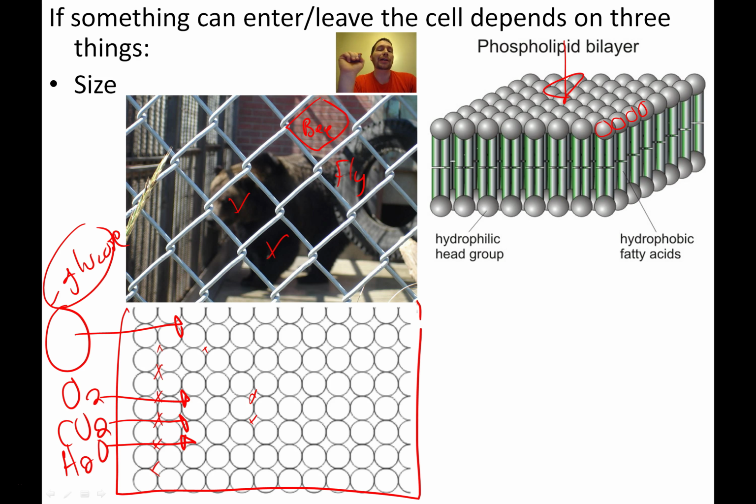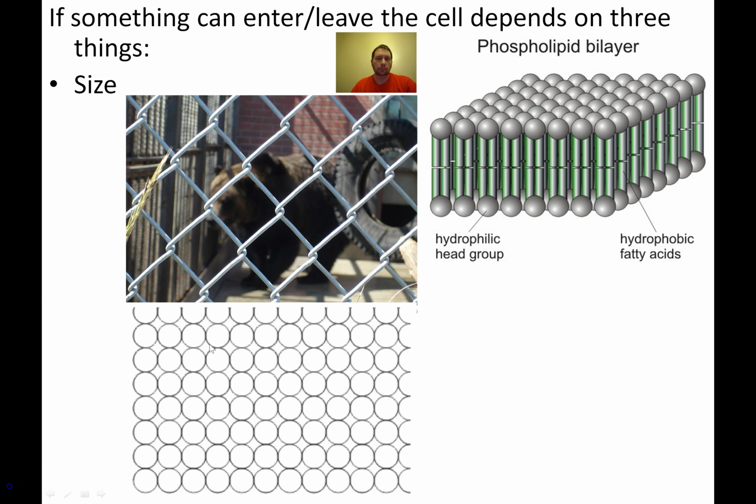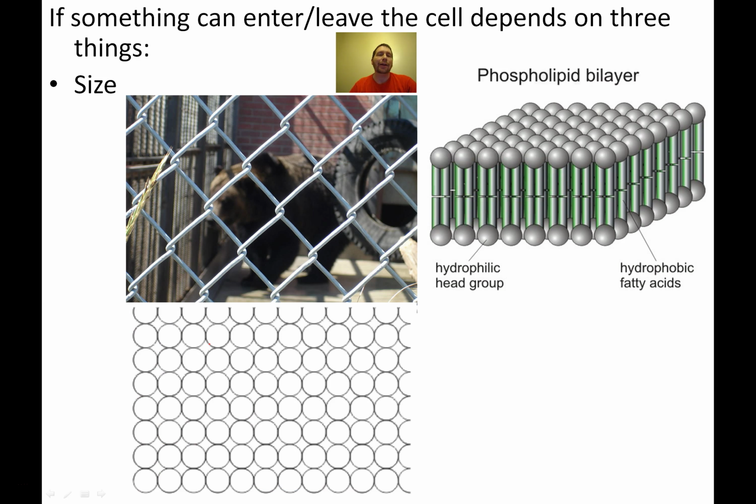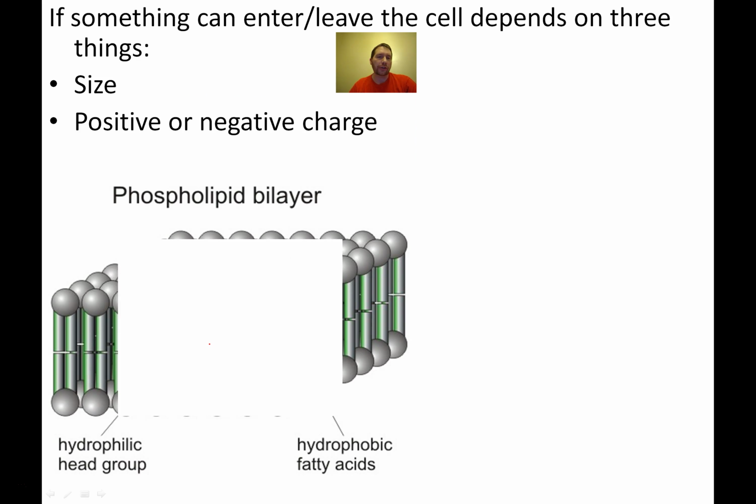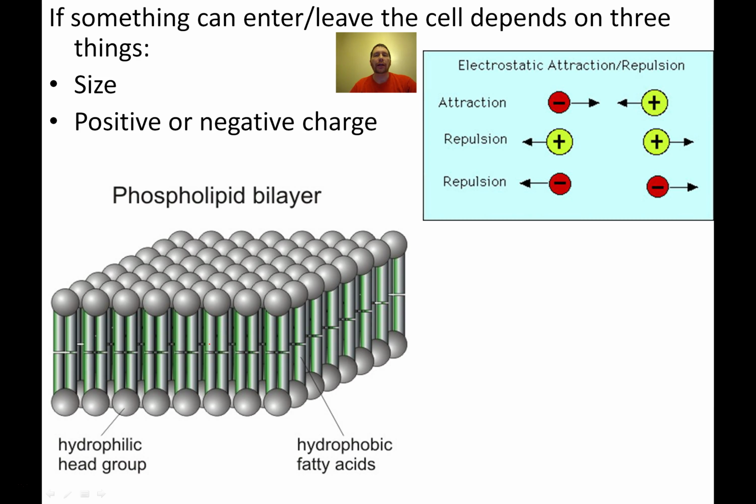The cell membrane is set up the same way. It's got gaps in it, so small things can go across it without even slowing down, whereas big things is what the cell membrane is really going to control, what gets in and out of the cell. The next thing we need to talk about that determines if something can get in and out of the cell is its charge. Does it have a positive or a negative charge?